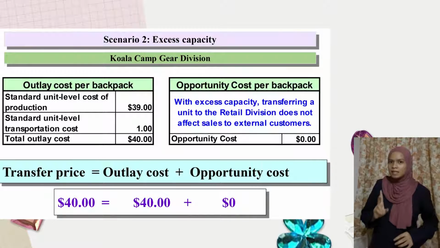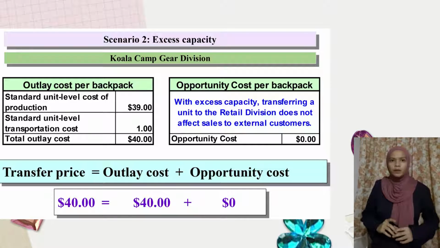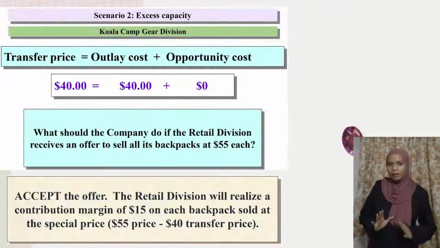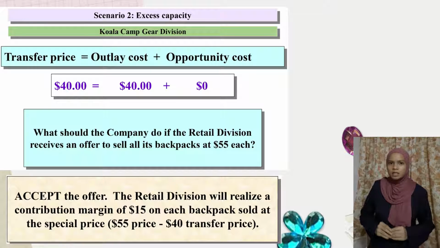Scenario 2. Excess capacity. With excess capacity, transferring a unit to the retail division does not affect sales to external customers. So, the transfer price will be $40 because $40 of total outlay cost plus zero total opportunity cost. Okay, for scenario 2, what should the company do if the retail division receives an offer to sell all its backpacks at $55 each?